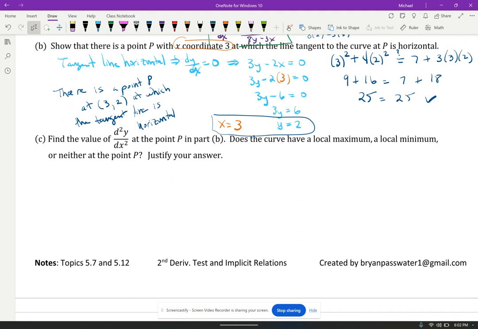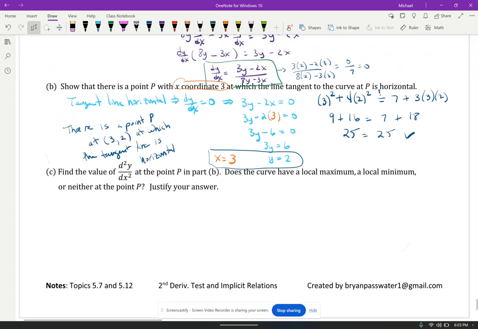Find the value of the second derivative of y with respect to x at the point P in part B. Does the curve have a local maximum or a local minimum, or neither at point P? Well, how do I find the second derivative? Oh, by taking the derivative of the derivative, right? If I can take the derivative of the derivative, then I'm good.